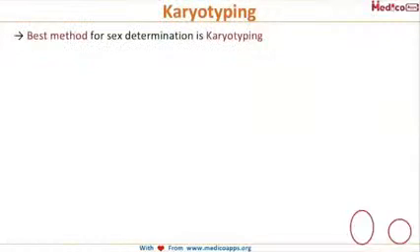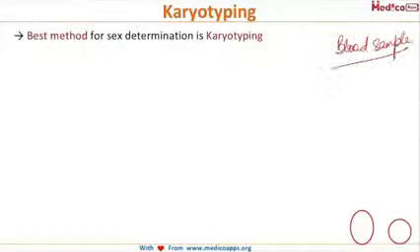Now, a few words about karyotyping. What is karyotyping? The process by which you get the entire chromosomal picture of any individual is called karyotyping. And where do we do it from? We can do it from the blood sample. Now, if you have to do karyotyping for the unborn fetus, where do you do it from? You can do it from amniotic cells, or from the chorionic villus sample.